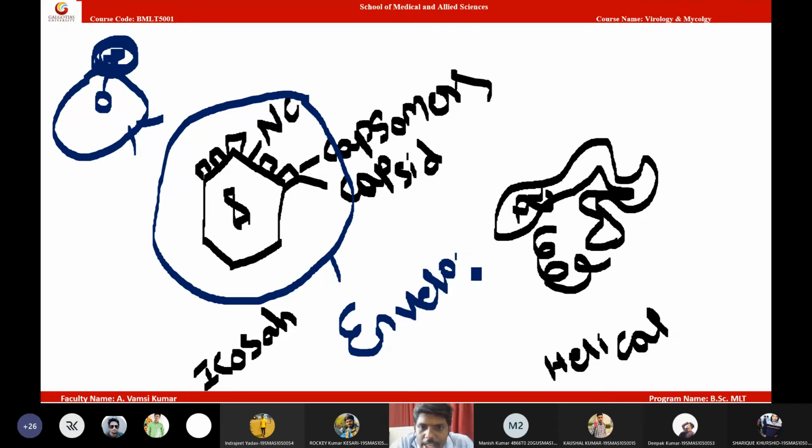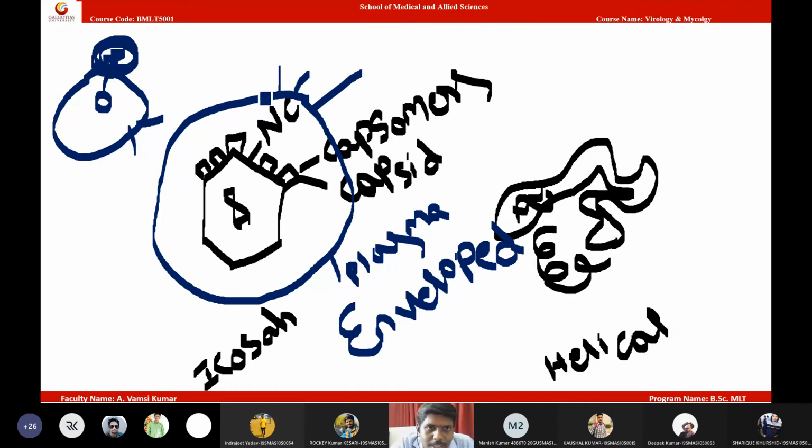This is called an enveloped virus. Enveloped viruses will have an outer plasma membrane. This is called the plasma membrane. Even to this membrane, there will be some protein subunits. The protein subunits present on the membrane are called peplomers.